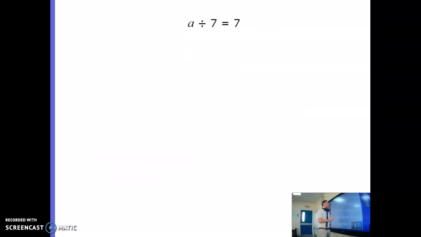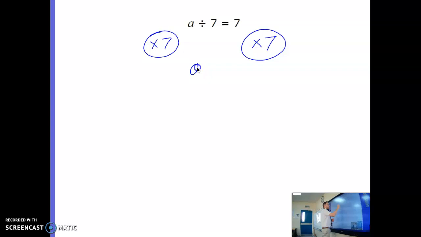One last example. Let's have a look at a division one. a divided by 7. Now, you might actually see this written as a with a line over 7, as a fraction. Same thing. a divided by 7 or a over 7, doesn't matter. In this case, the opposite of divide by 7 is to multiply by 7. What I do to that side, I do the same to this side. And so I get just a on this side, because I've divided by 7 times 7. And then 7 times 7 is 49.